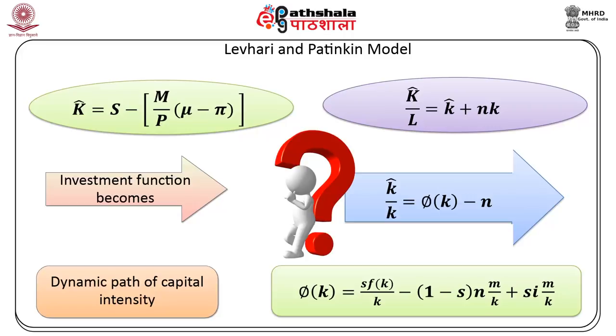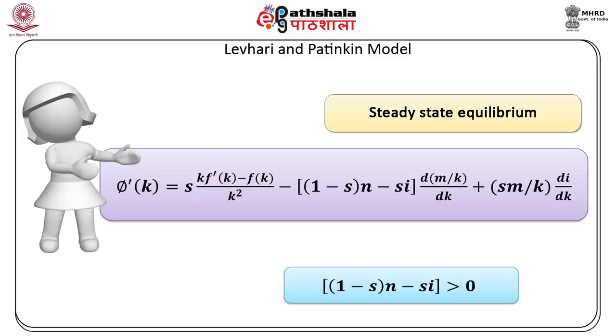φ(k) is equal to sf(k)/k minus (1 - s)n(m/k) plus sI(m/k). For steady state equilibrium, φ'(k) is equal to s(kf'(k) minus f(k))/k² minus [(1 - s)n minus sI] multiplied with d(m/k)/dk plus s(m/k) into dI/dk, where (1 - s)n minus sI is greater than 0.